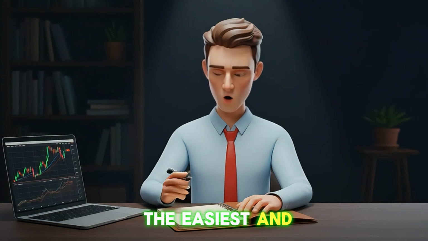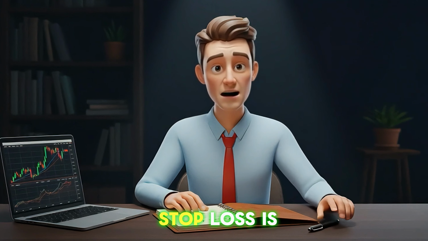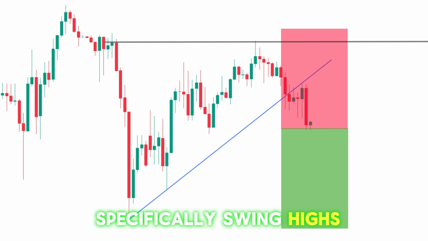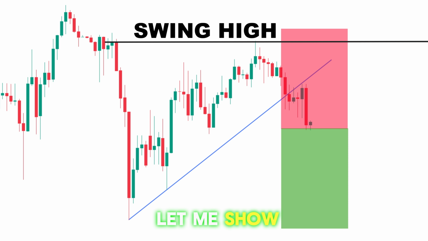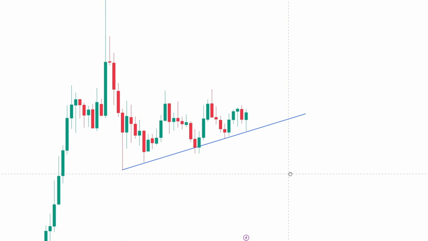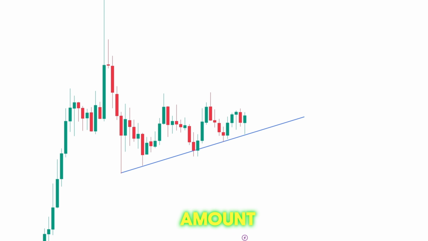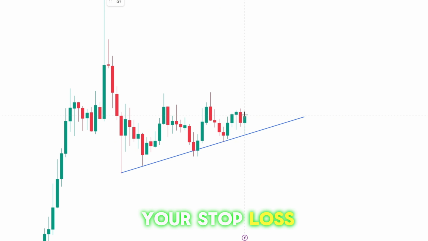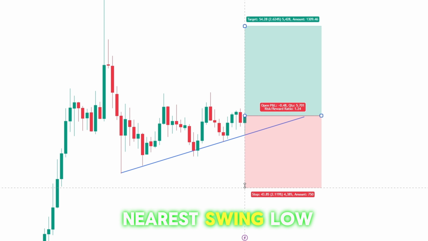The easiest and most effective way to place a stop loss is by using market structure, specifically swing highs and swing lows. Let me show you an example. Let's say you spot a valid uptrend and you decide to enter a buy position. Instead of randomly picking a pip amount, you want to place your stop loss slightly below the nearest swing low.